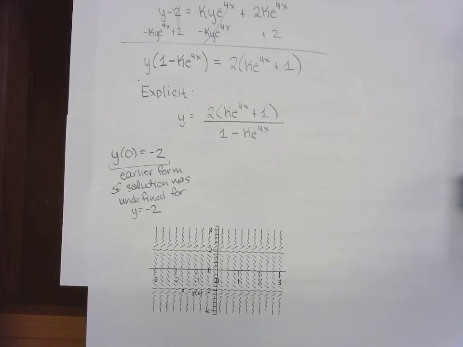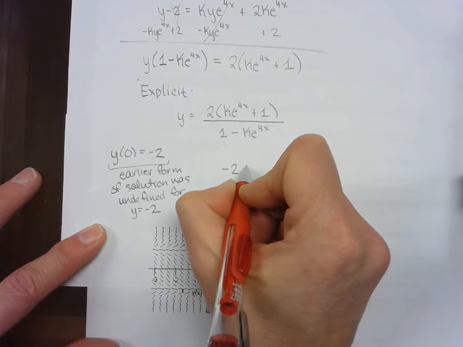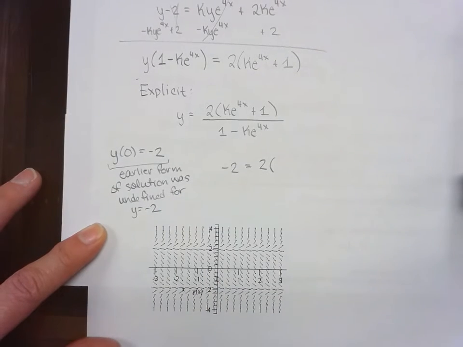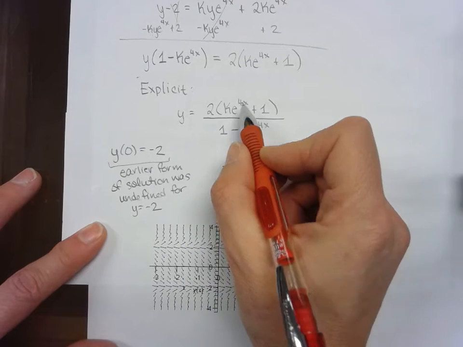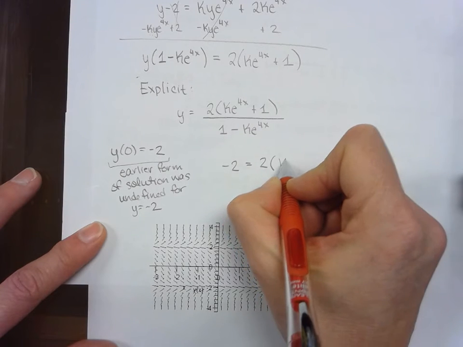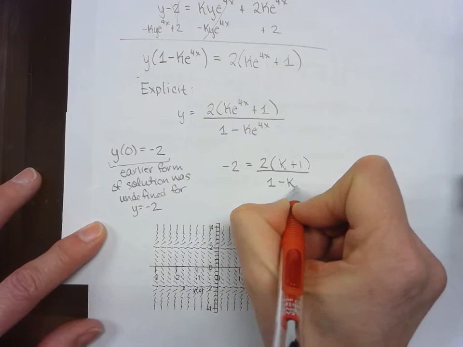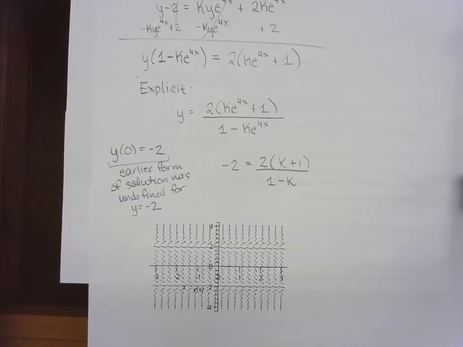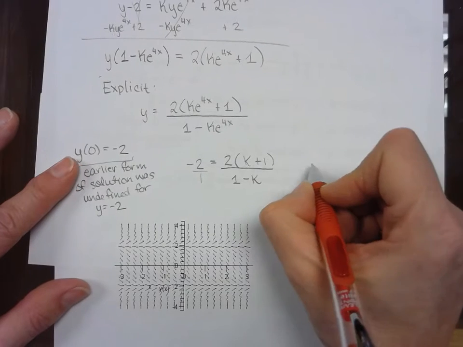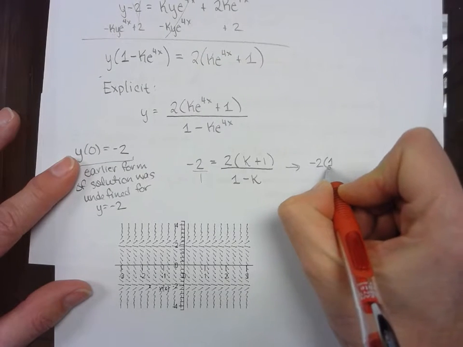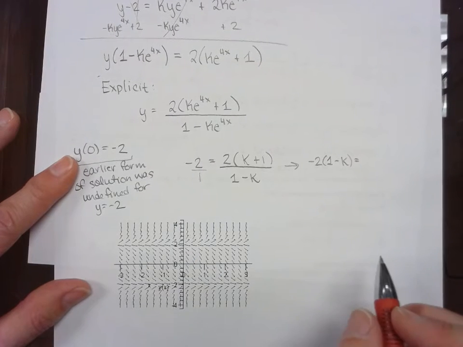Okay, if we look at this form, so the y is -2 and x is 0, right? So then we'd have e to the 0, which is 1. So I'd have k plus 1 over 1 minus k. And then think of this as being over 1, and we can cross multiply. I'd have -2 times 1 minus k equals 2 times k plus 1.